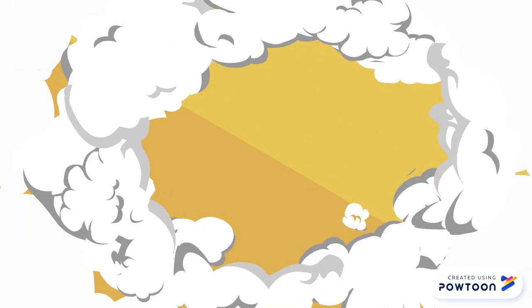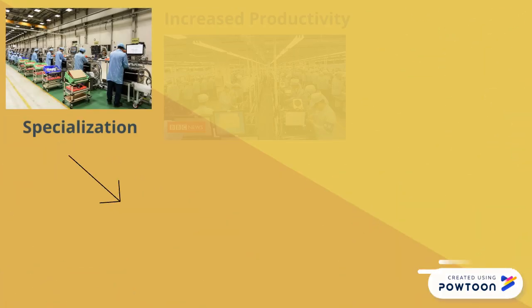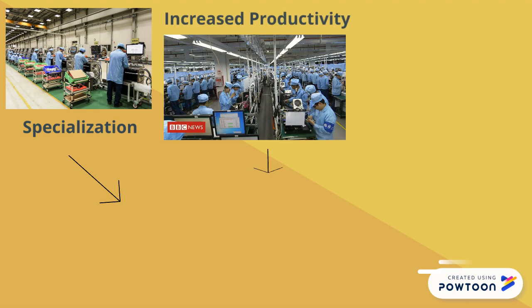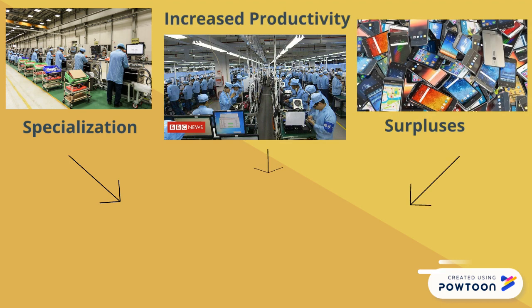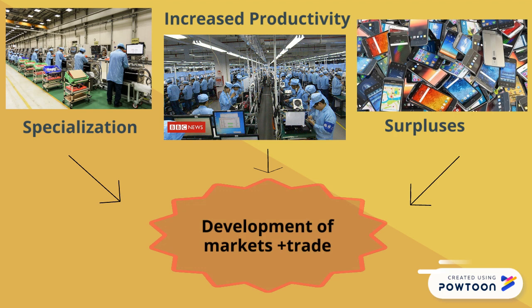Surplus production. Changes to production methods, such as specialization, cause increased productivity, which leads to surpluses. These surpluses affected the development of markets and the development of trade. The increase in supply created the need for more outlets, which resulted in the establishment of markets.